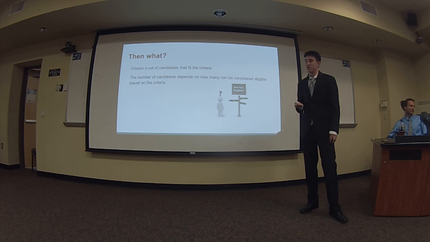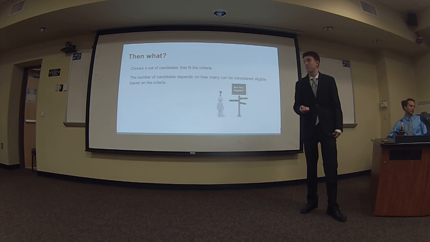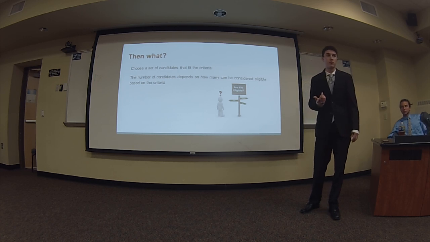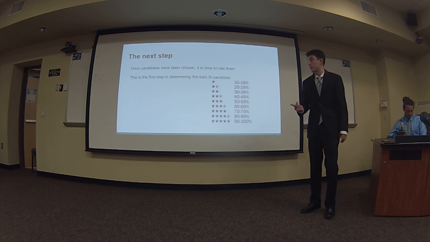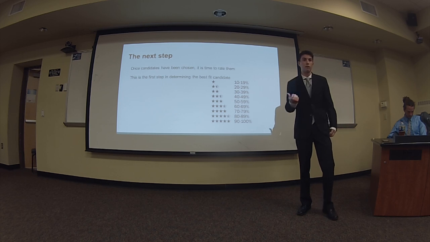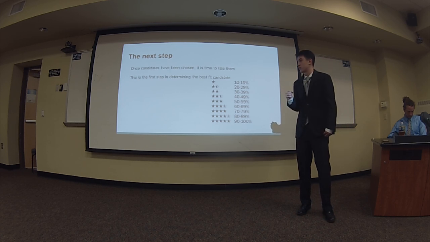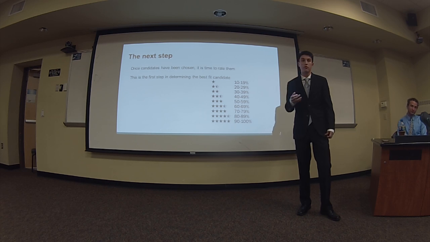You choose the candidates that you're actually going to be choosing for the actual job, and that will fit the criteria that was pre-chosen. The number of candidates that you'll be choosing from is based on the number of spots open for the job or how many people apply. There's a lot of different factors that can factor into that. So once you actually get the candidates that you're going to be putting in the selection matrix, it's time to rate them. This is the first step in determining the best fit candidate for the job.